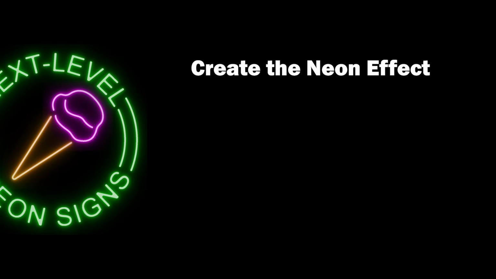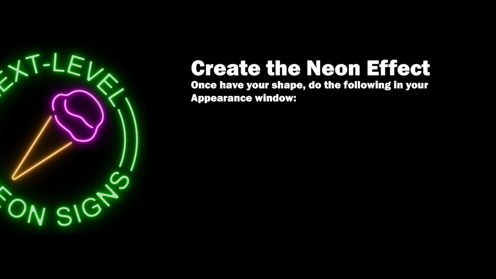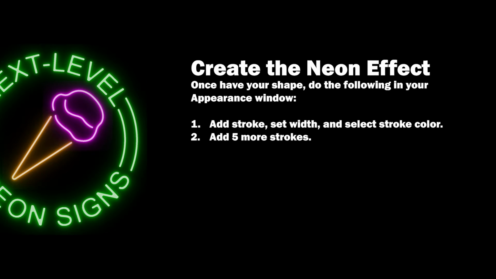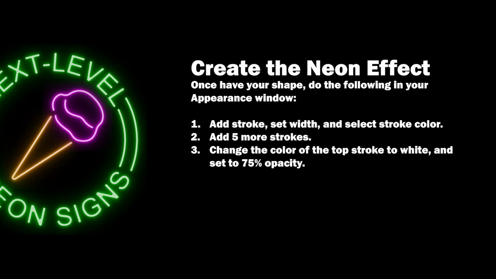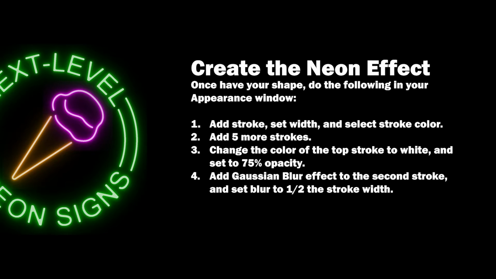Let's do a quick rewind and show you how to build neon through doubling up. Once you have the shape, either type or art, you do the following in your appearance window. Add the stroke, set the width, then select the stroke color. Add 5 more strokes. Note that each new stroke keeps the width and color of the stroke made before it. Change the color of the top stroke to white and set to 75% opacity. Add the Gaussian blur effect to the second stroke, then set the blur to 1/2 the stroke width.